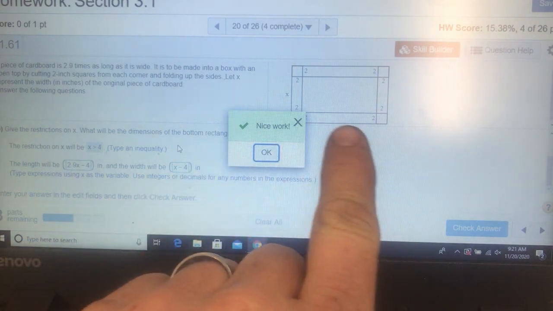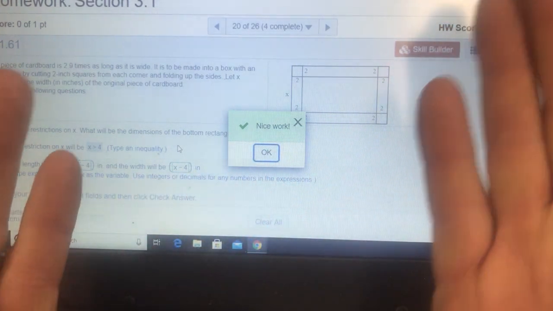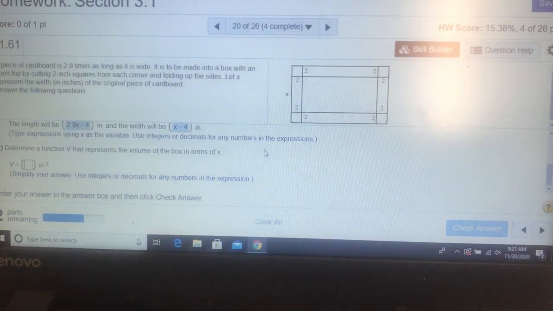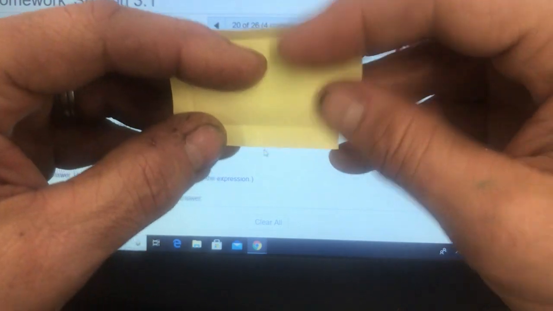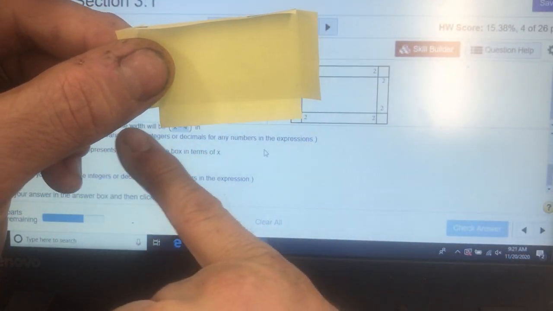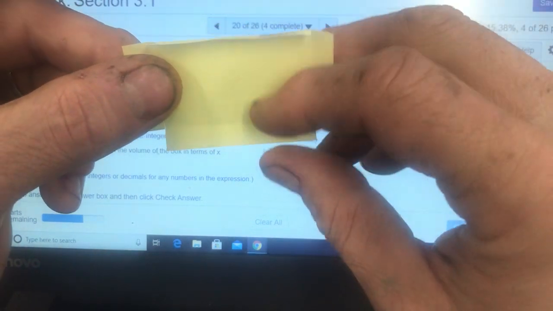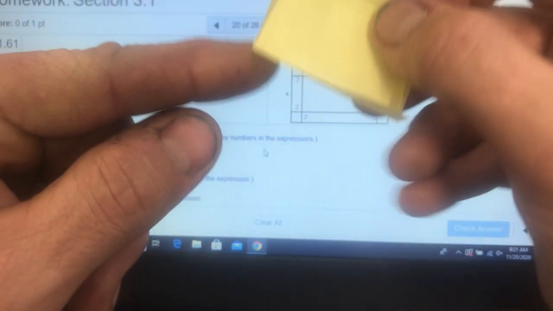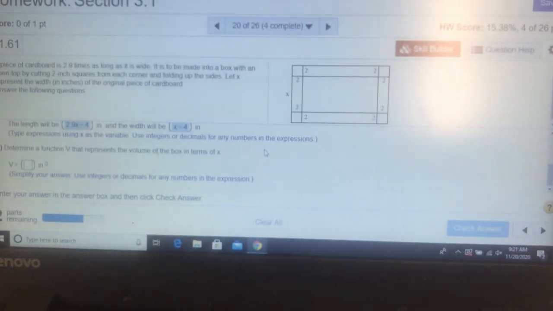The length was 2.9x, so once I fold the box up, it's going to be 2.9x minus 4. See here, as I made my box a while ago, let me fold it back out. See, this was 2.9x right here, this whole thing. Once I cut these corners off and fold this up, now this length here is not going to be 2.9x no more. It's going to be 2.9x minus these 2 2's. 2.9x minus 4.